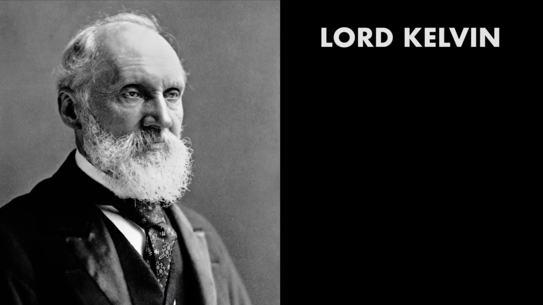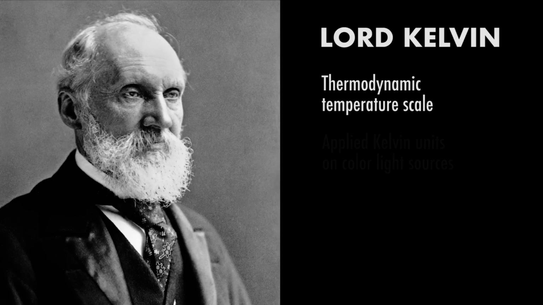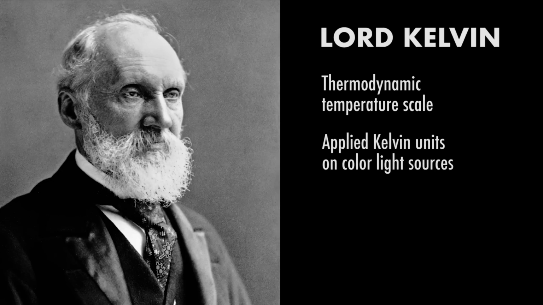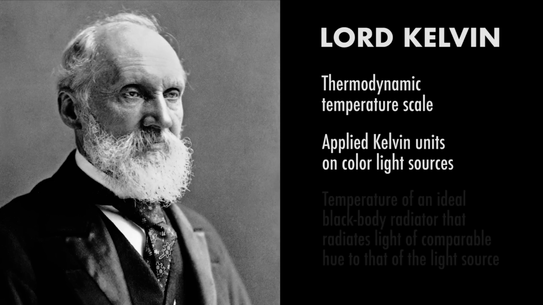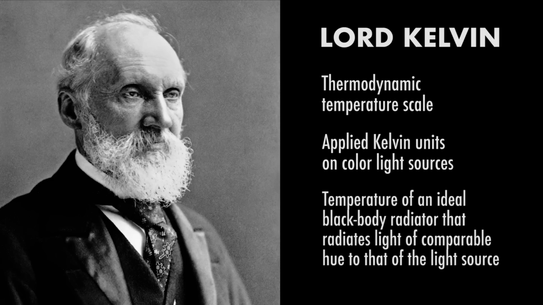This man taught humanity a few important things, but now we will focus on the temperature units. This handsome man wrote in 1848 a paper on the thermodynamic temperature scale. And without getting a lot into physics and mathematics, he taught us how to apply Kelvin units to color light sources. The color temperature of a source is the temperature of an ideal black body radiator, which, by the way, is a type of electromagnetic radiation, that radiates light of comparable hue to that of the light source.